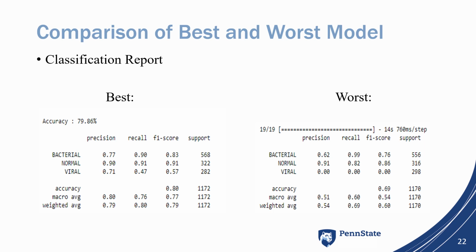And we can see from the classification report of the worst model that the pattern of scores is quite different from the best model. All of the scores for the viral class are 0%, meaning that the model couldn't classify the viral class even for just one image. The normal class scores are reduced by 5%, and it seems that the model can classify the bacterial class better than the best model because the recall score is 99%.